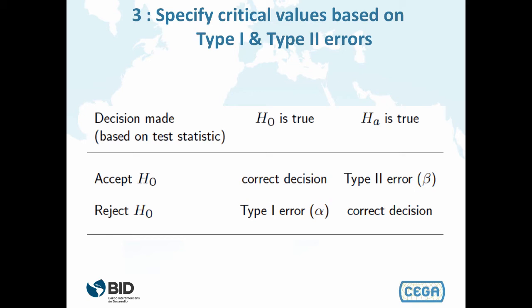If the null hypothesis is true and we accept it, that was a correct decision. If the alternative hypothesis was true and we reject the null hypothesis, that's also a correct decision. Those are on the diagonals of the matrix. The non-diagonals is when we find an error. Type 1 error is when the null hypothesis is true, but we reject it. That's a type 1 error and is commonly called alpha. When the alternative hypothesis is true and we accept it, that's called a type 2 error, or beta.